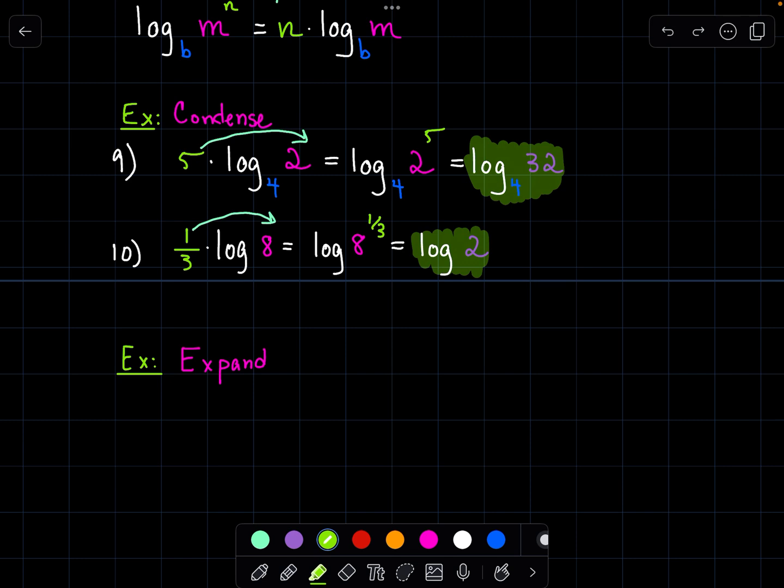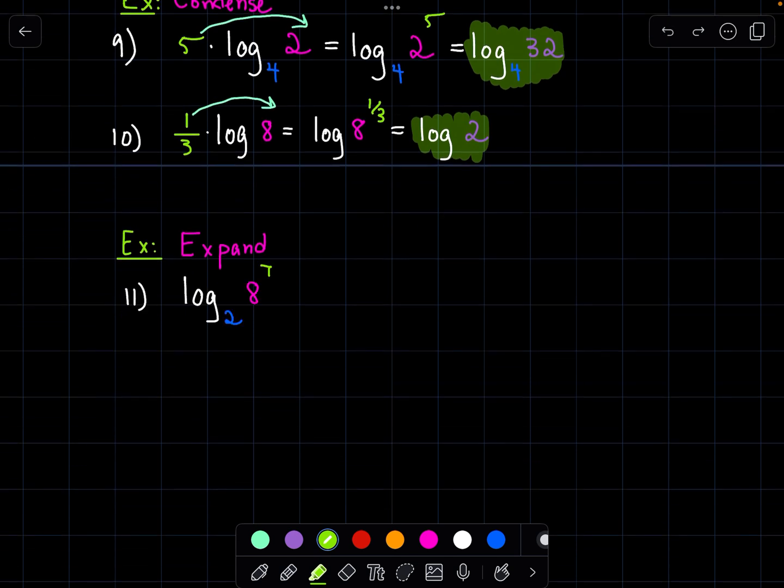And now for some expanding examples. We have log base 2 of 8 to the 7th power, but by the power property, we are allowed to take that exponent and factor it out front, and this would expand to 7 times the log base 2 of 8.